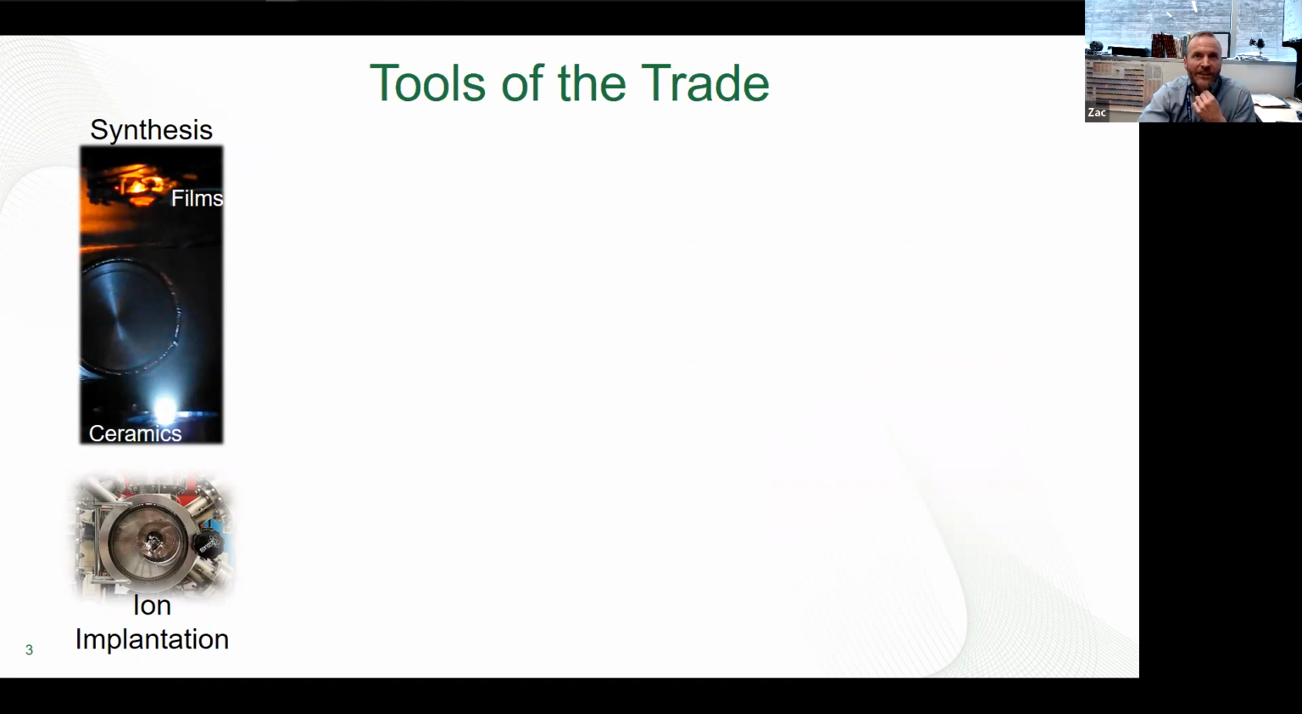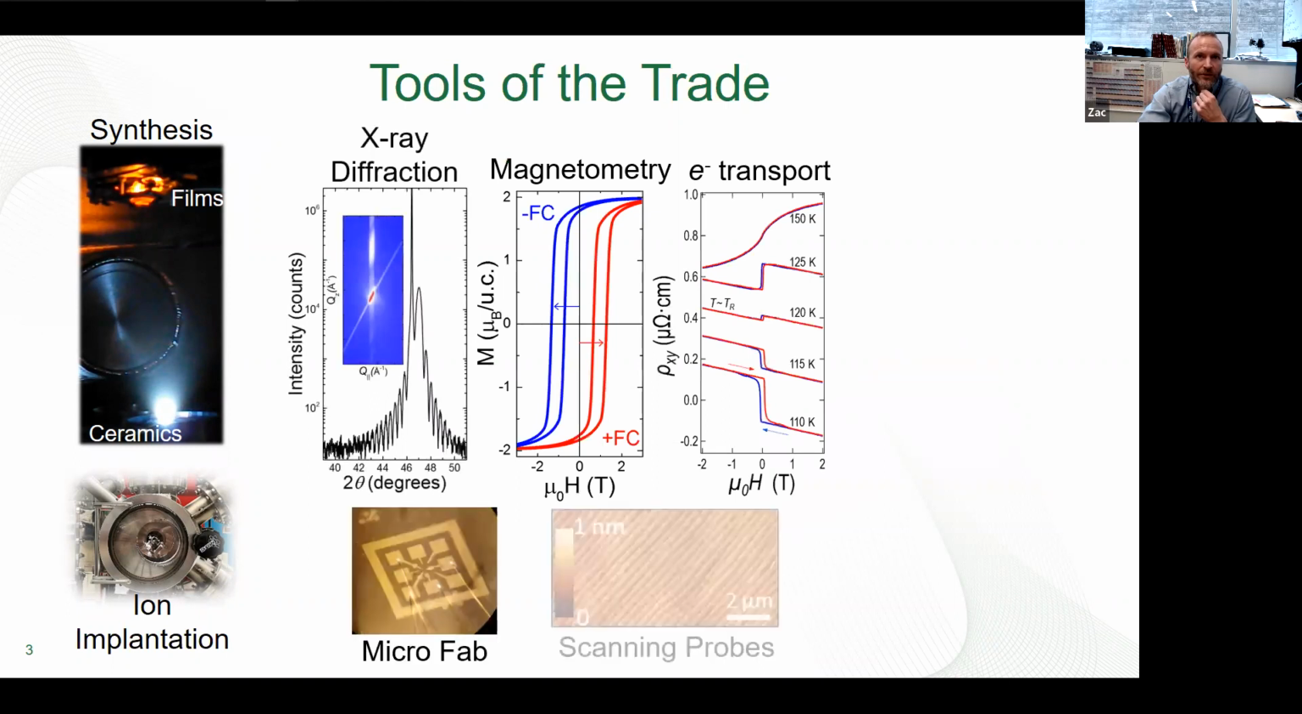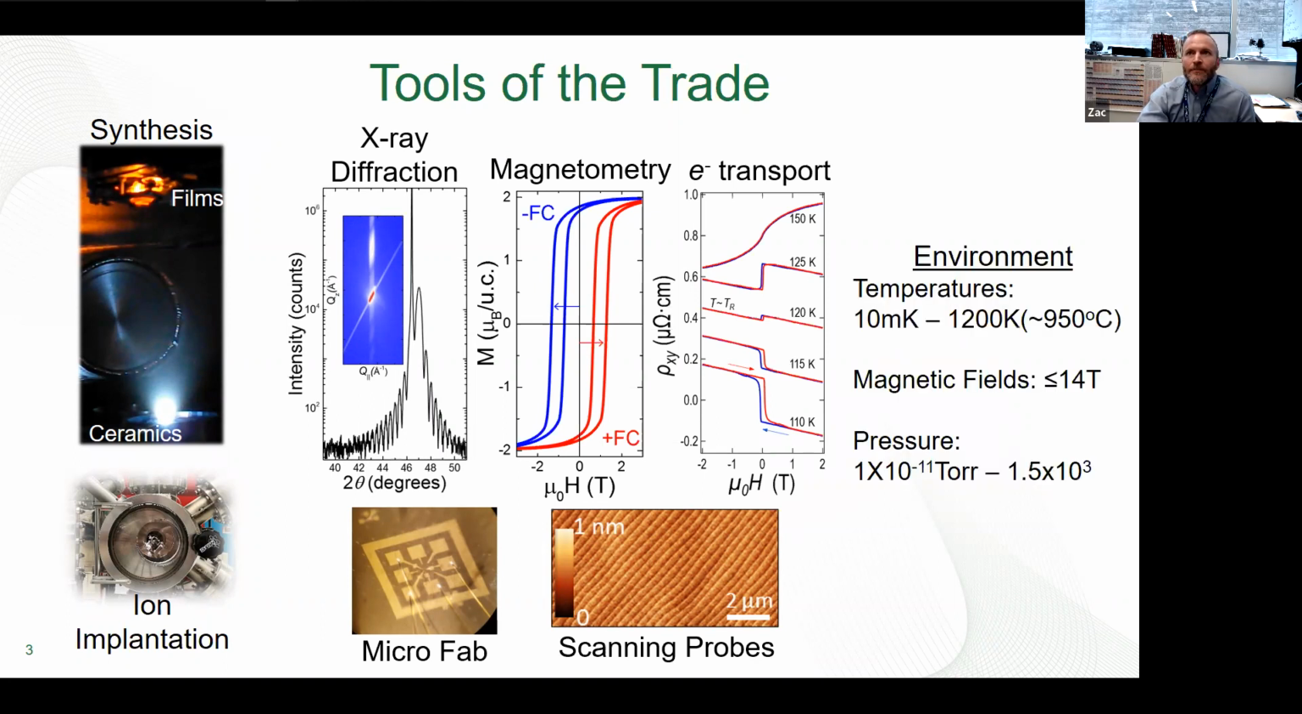We do some ion implantation, and then within our lab, we do the standard X-ray diffraction, SQUID magnetometry, and electron transport. We do a little bit of microfab if we need devices, and then, of course, simple scanning probes just to check what our surfaces are looking like to make sure we've got nice, clean surfaces. And then these environments, we do have an Oxford system that'll get us down to 10 millikelvin. I'm not going to talk about anything today in that system, but we can also get up close to 1000 C, magnetic fields of plus or minus 14 Tesla, and then a range of pressures.